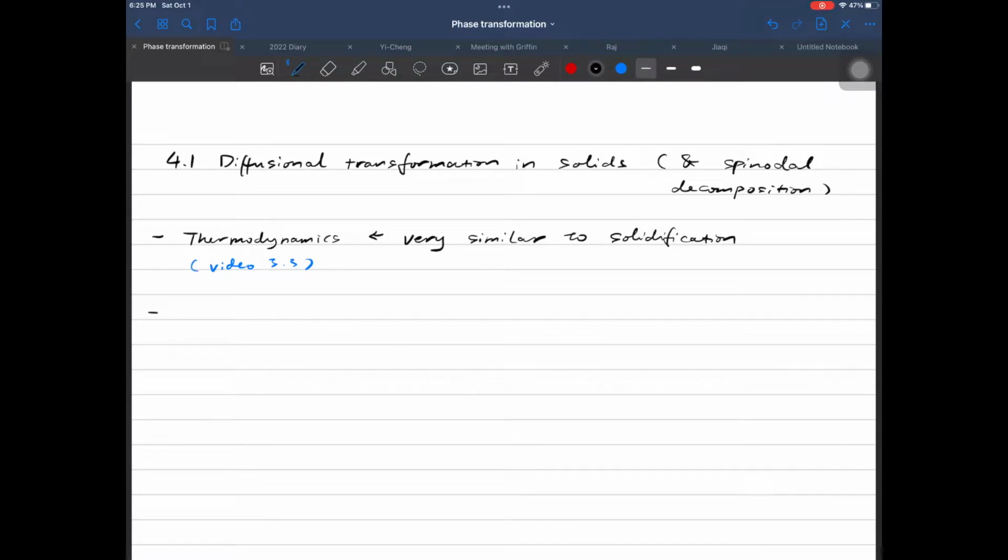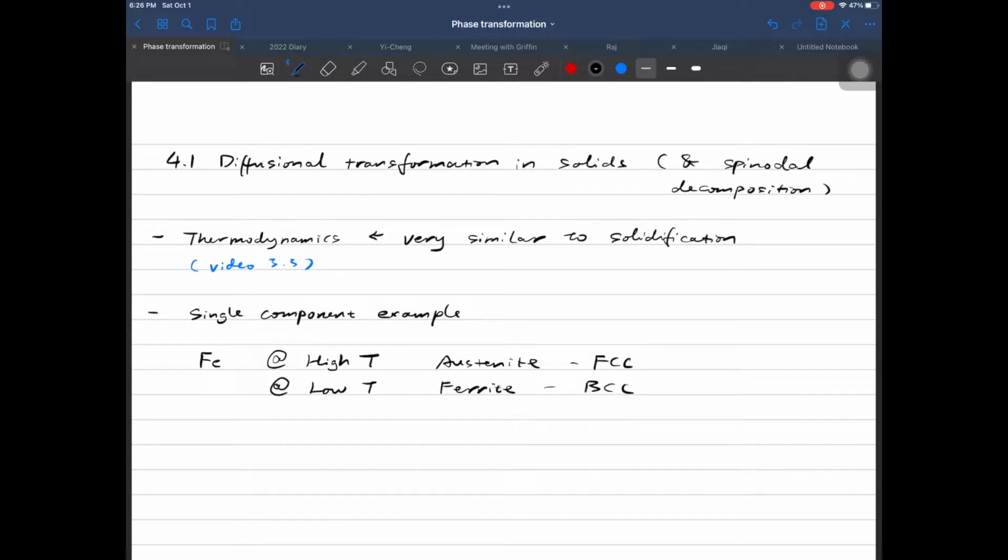Looking at a simple example, say we're looking at iron. For iron, it is FCC at high temperature and BCC at room temperature. The high temperature FCC phase is called austenite, and the low temperature BCC phase is called ferrite. If you go from a very high temperature to low temperature, iron can undergo FCC to BCC phase transformation.